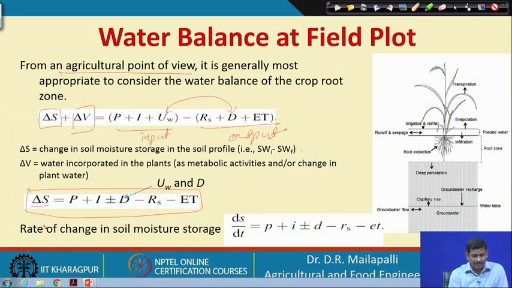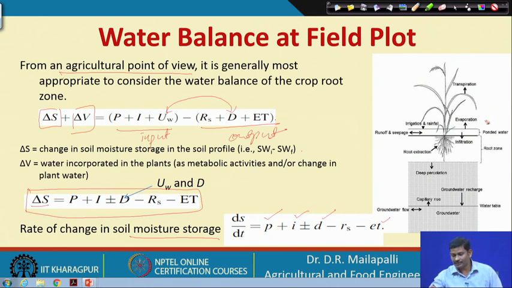Also, if you want to find out the rate of change of moisture storage, that is dS/dt. So, dS/dt is change in P, change in I, change in D, change in Rs, change in ET. So, this will give the change in soil moisture storage.